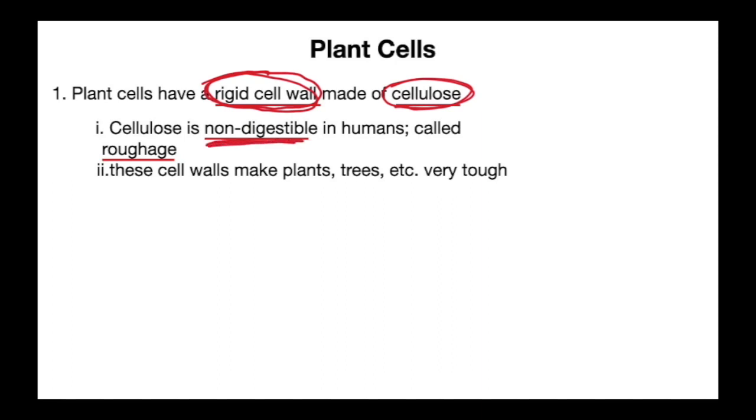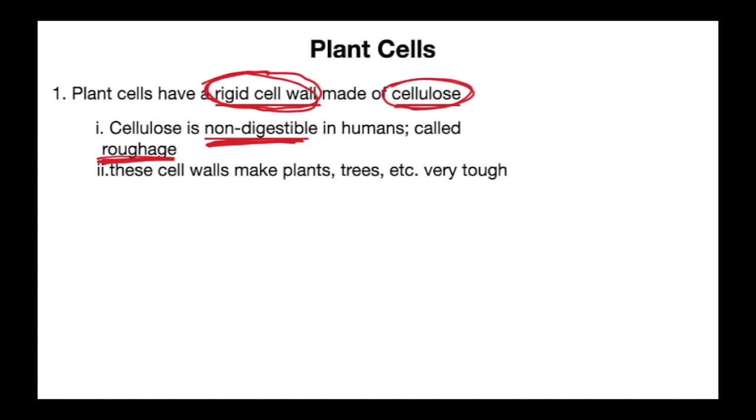So when you eat certain things in your salad, it's called roughage. Anyway, you don't digest it, and it's good for your bowels and digestion to have that stuff going through your system. But that's where we get that. When we eat plants, all of their outer layers are cell walls made of cellulose.